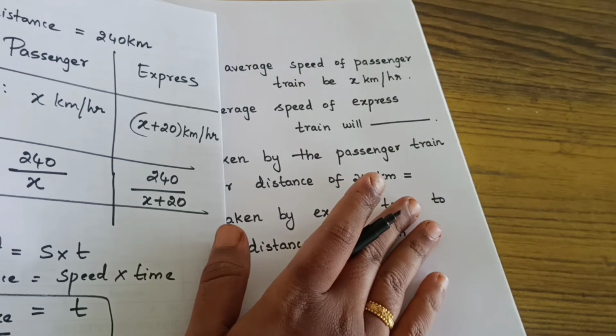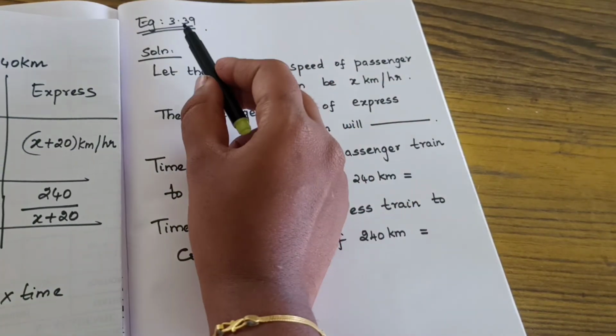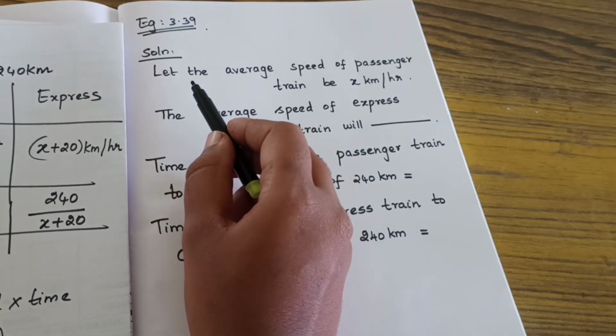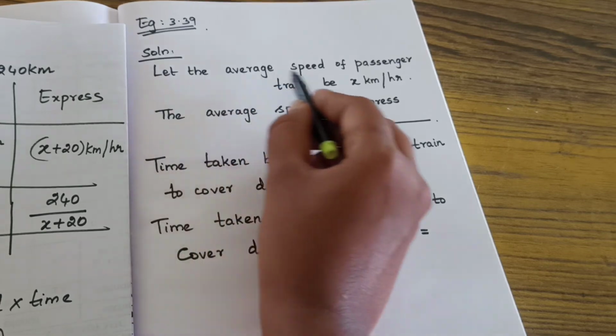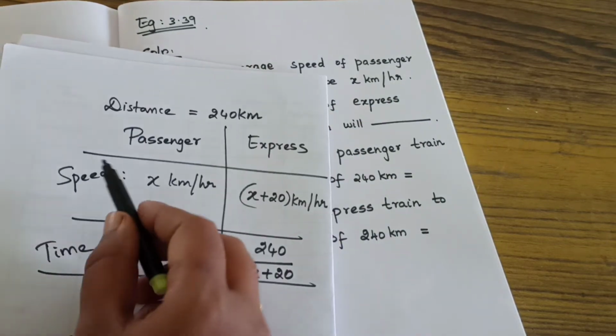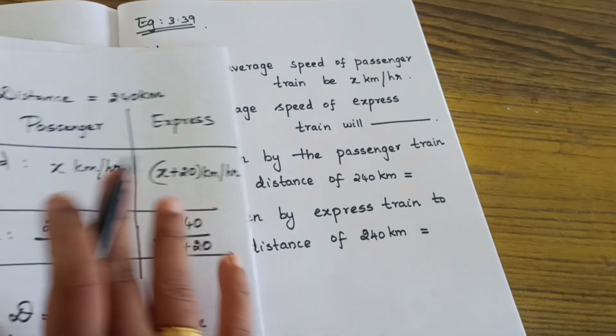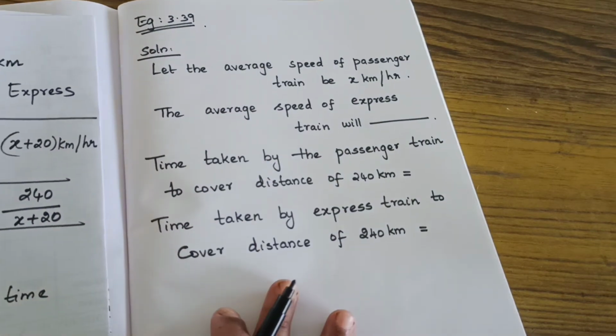Already we wrote, no? We are going to fill this. Example 3.39. You need to refer to the question, which is on page number 116. So let the average speed of the passenger train, as we already wrote, be x kilometer per hour. This is for rough work. In the examination you need to write like this.